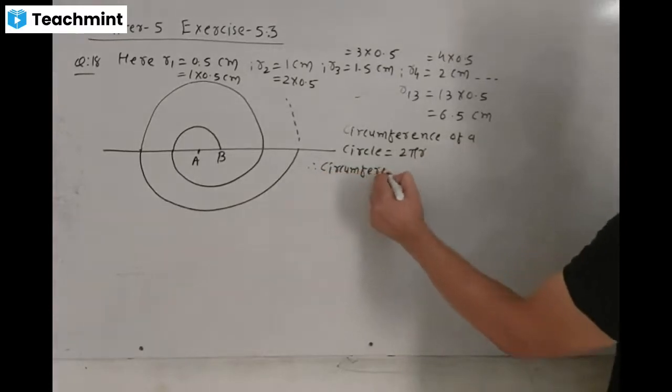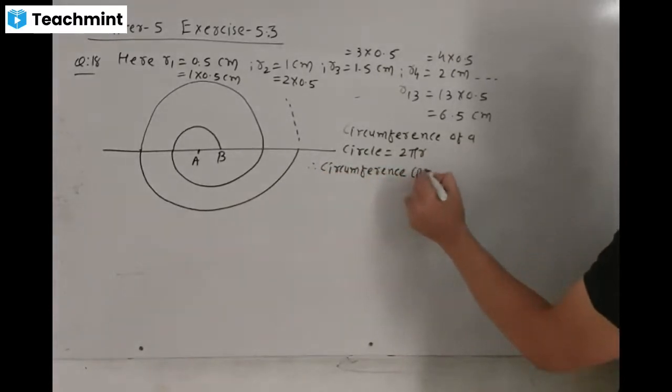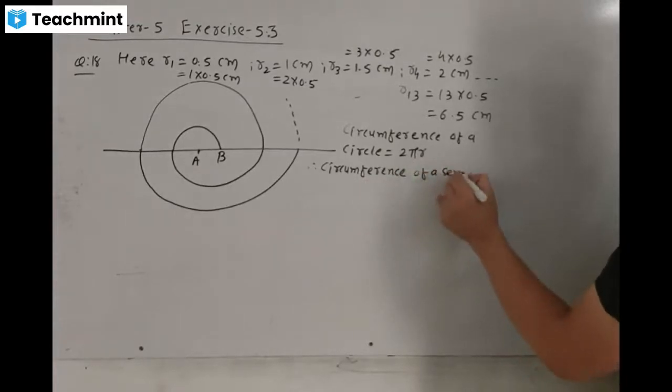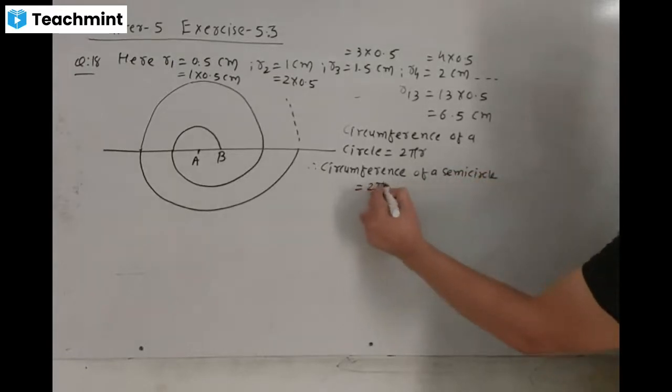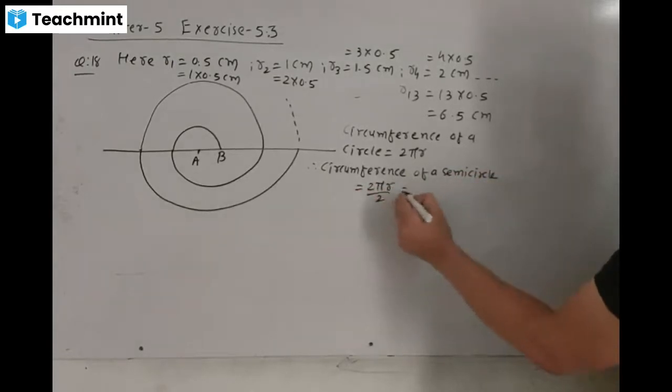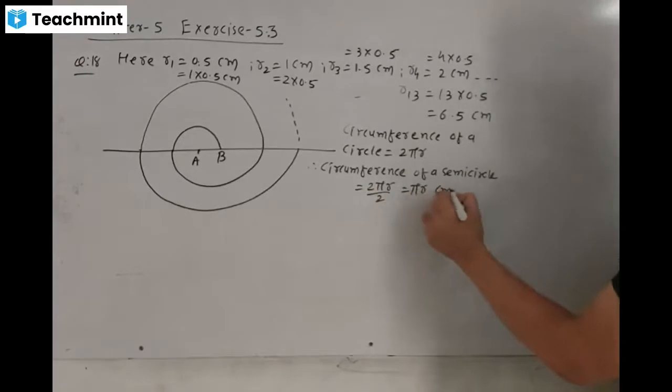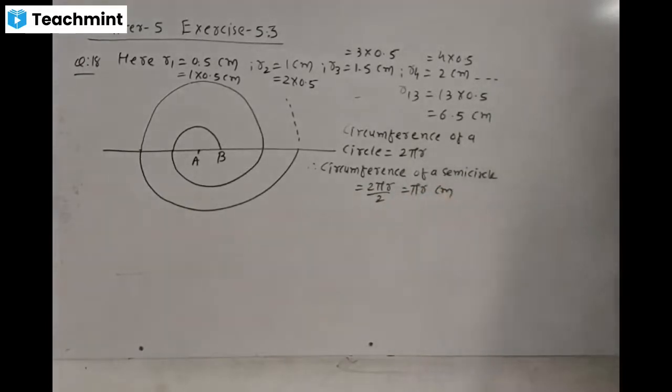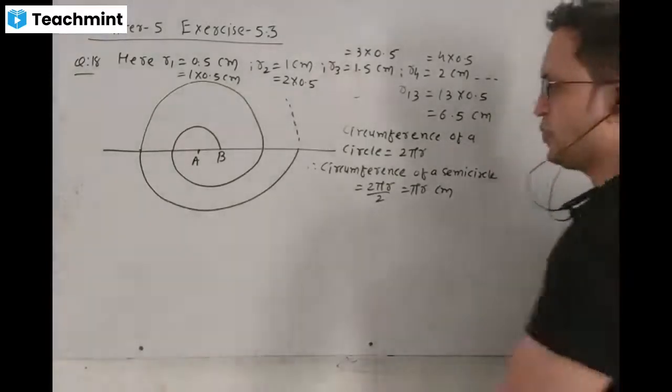Circumference of a semicircle, otherwise the perimeter of a semicircle. Circumference of a circle is 2 pi r, so for a semicircle it is 2 pi r divided by 2, half of the circle, that is pi r. Therefore, the length of the semicircle is pi r.